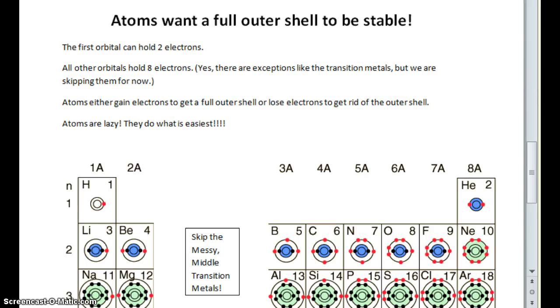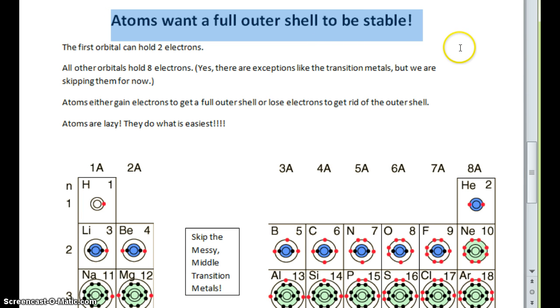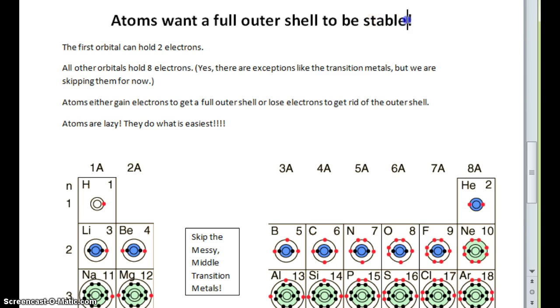All right, I know I got cut off, but this is probably the most important sentence all semester in chemistry. Atoms want a full outer shell to be stable. So again, all atoms want the outer shell to be full of electrons. Why? So that they are stable. That is the whole reason why they react. That's the whole reason chemistry happens.